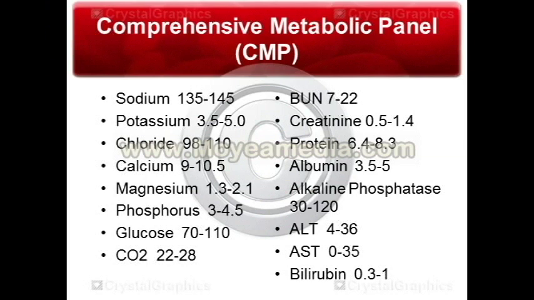The next few here are alkaline phosphatase. You've got your ALT and AST. These are hepatic enzymes, so they'll be elevated during liver problems like cirrhosis, acute or chronic hepatitis, and also in liver failure.